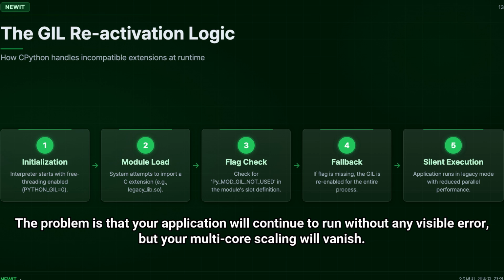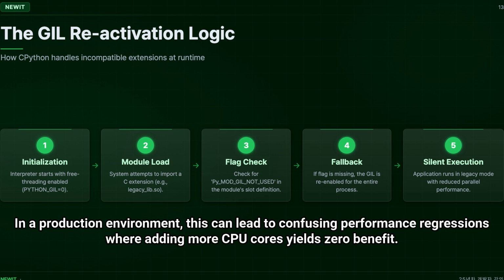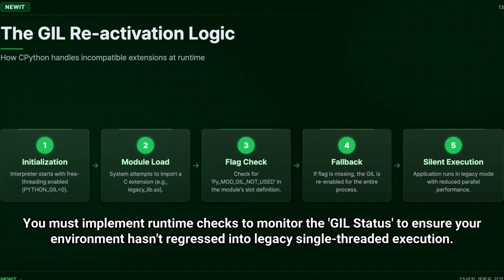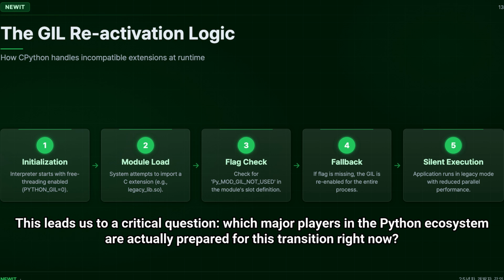The problem is that your application will continue to run without any visible error, but your multi-core scaling will vanish. In a production environment, this can lead to confusing performance regressions where adding more CPU cores yields zero benefit. You must implement runtime checks to monitor the GIL status to ensure your environment hasn't regressed into legacy single-threaded execution. This leads us to a critical question. Which major players in the Python ecosystem are actually prepared for this transition right now?